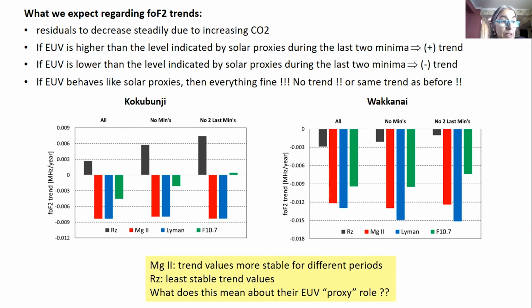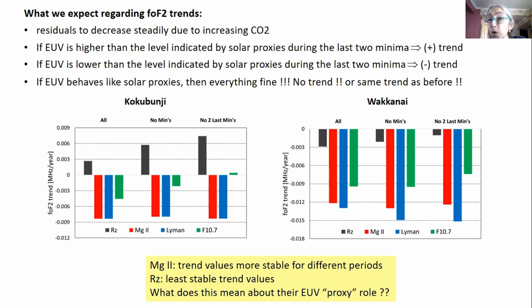What does this mean about the EUV proxy role? At first sight, we could say that these are better proxies for solar EUV than the sunspot number is, particularly compared to the sunspot number. If we check the trend values with and without the last two minima, that is this value and this value and this one, we see that trends are more negative when the last two minima are included. According to what I have just said, this would mean that it overestimates EUV levels during the last minima.